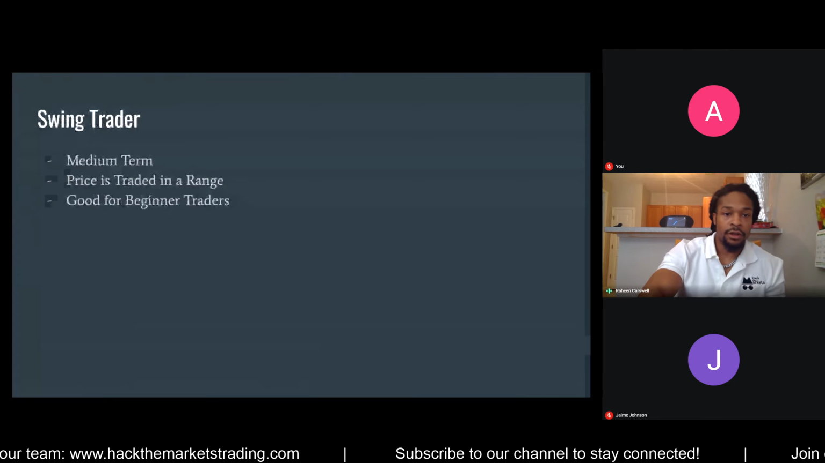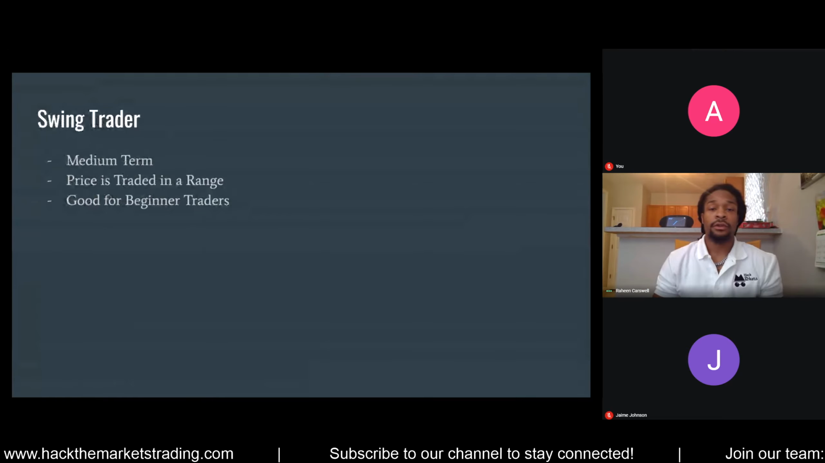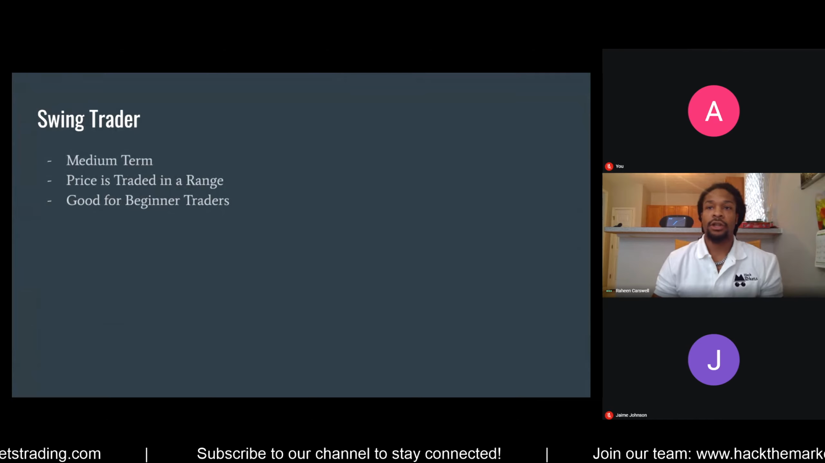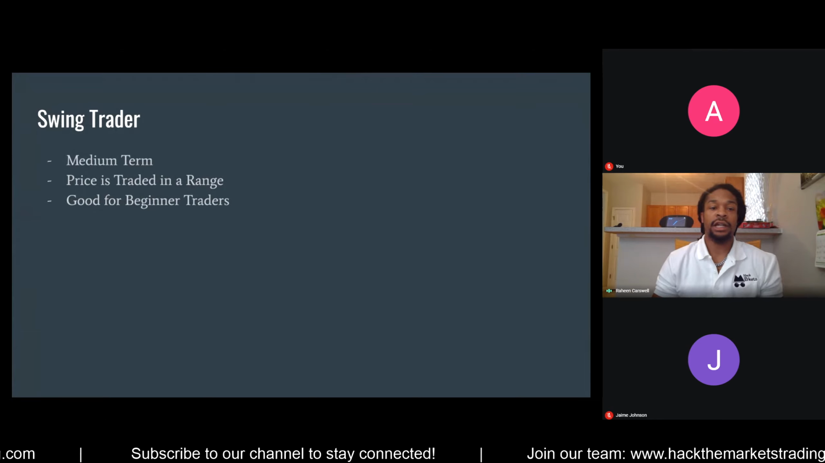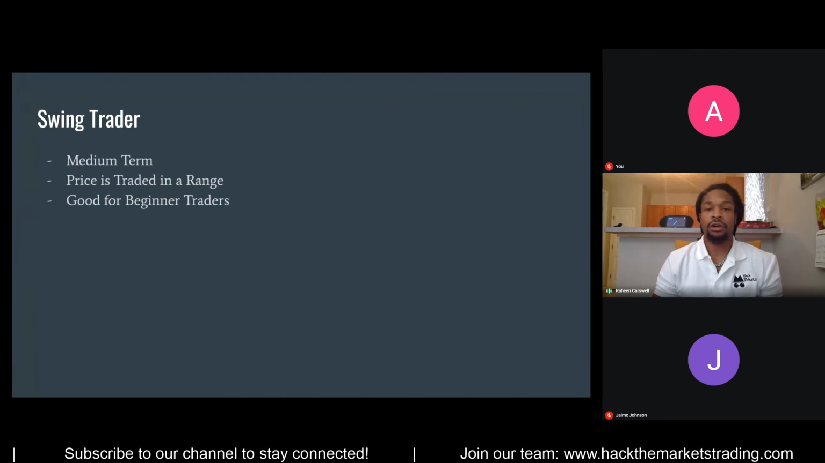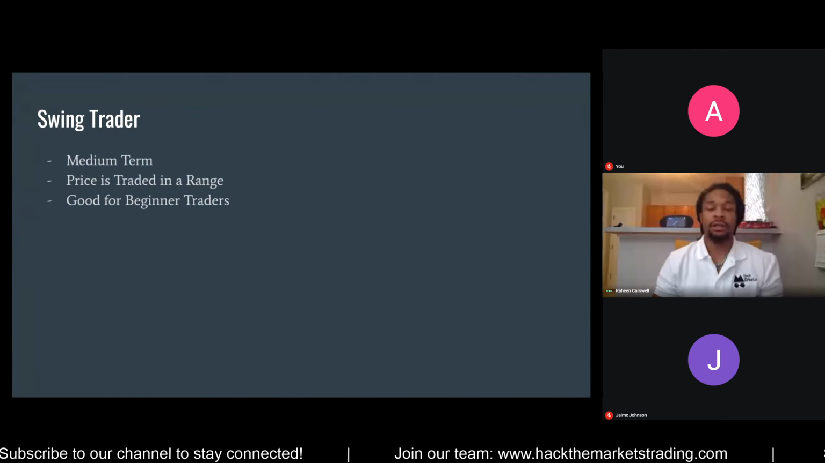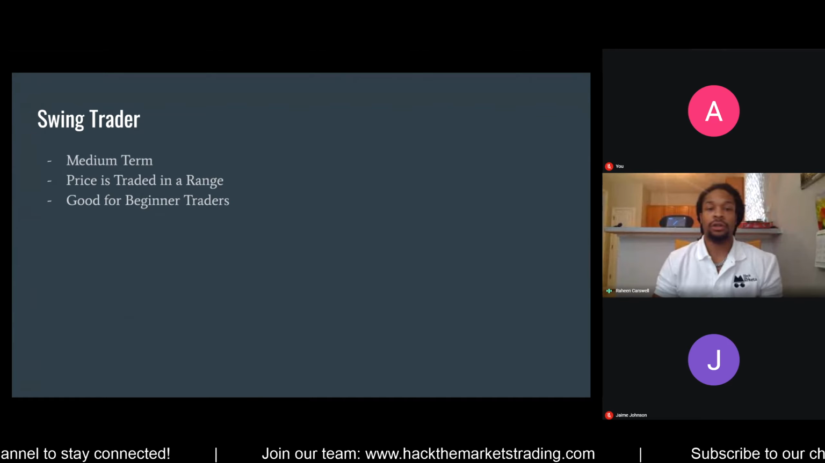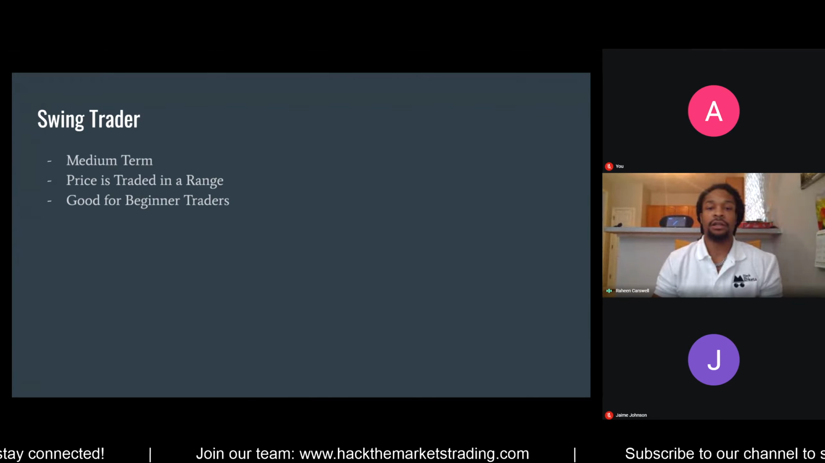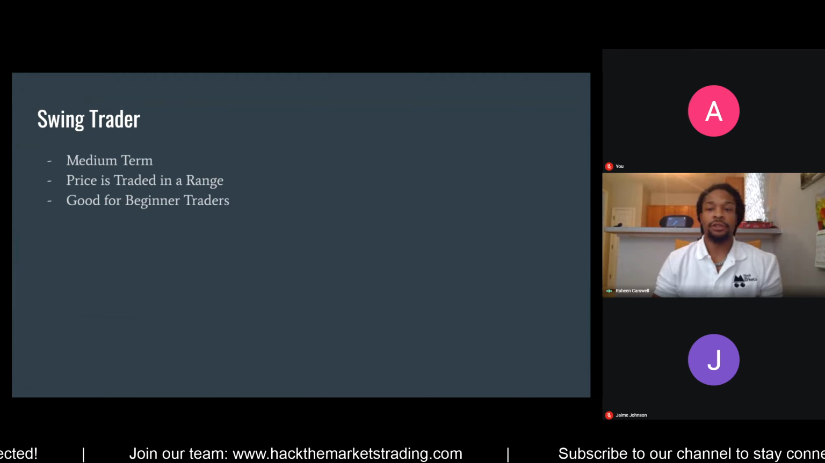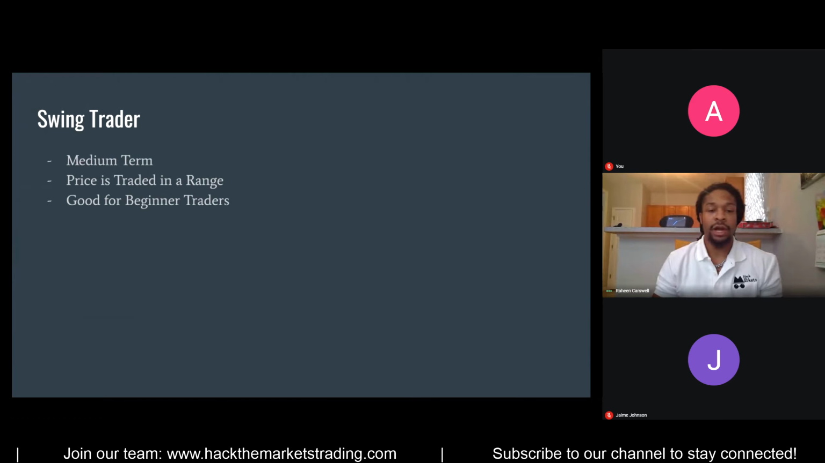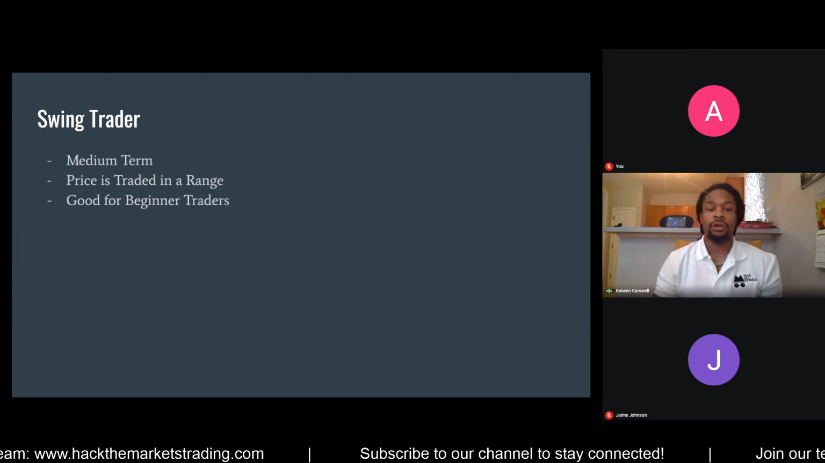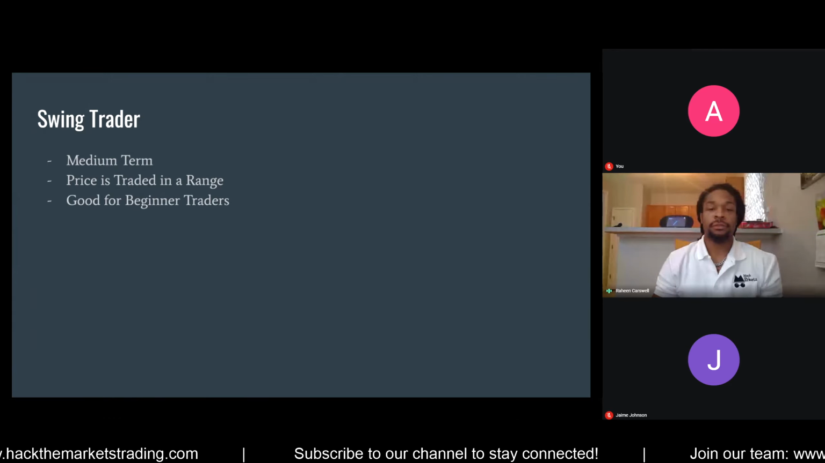So the next one we have is the swing trader. For this trader, this is actually kind of a medium term. It can actually go longer than a day, could be even 2 days, and maybe even a week, but no longer than a week. Swing trader, this is a little more relaxed than a day trader. You're usually giving your price time to reach a certain point you're expecting. It's usually traded within a range.